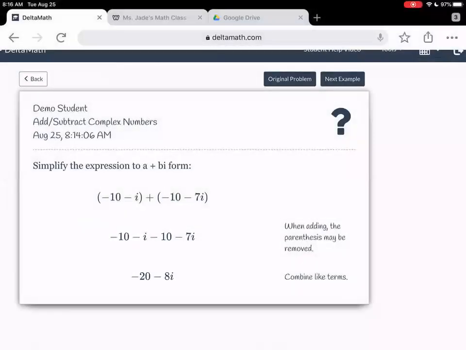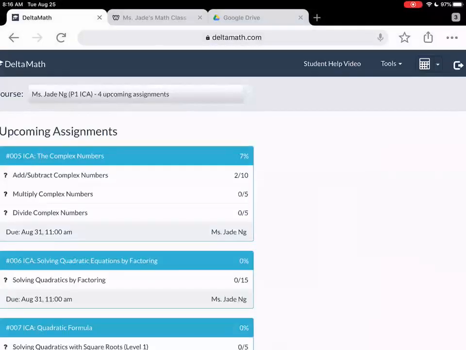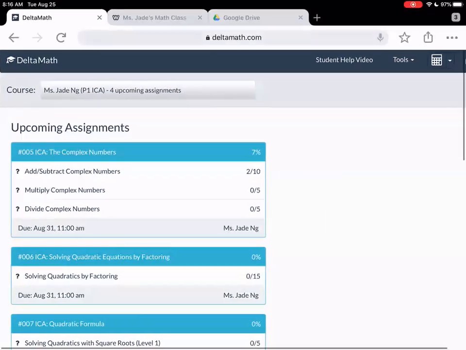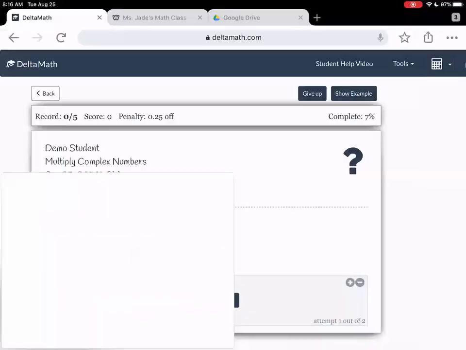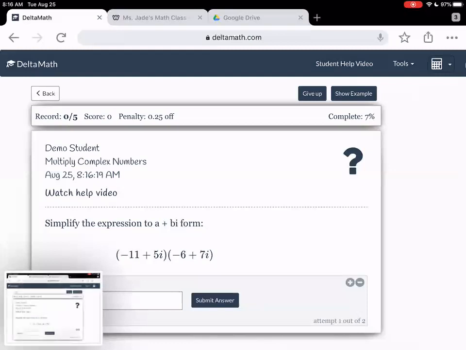Okay, I'm going to go back. So that was adding and subtracting complex numbers. Let's figure out how to multiply complex numbers. Okay, so in order to multiply complex numbers, let me screenshot this. Oh wait, let me stop recording.